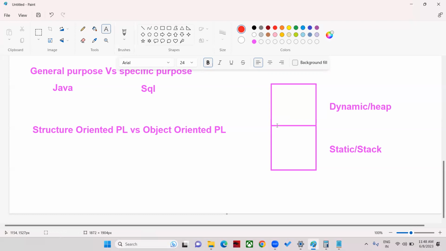Okay, see this. This is one of the major differences that I'm stating, between structure-oriented and object-oriented programming languages. So based on the memory, I'm dividing them. Basically, structure-oriented programming language takes a bit more memory. It consumes a lot of memory, whereas object-oriented programming language uses less memory.